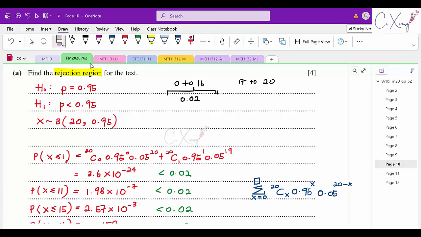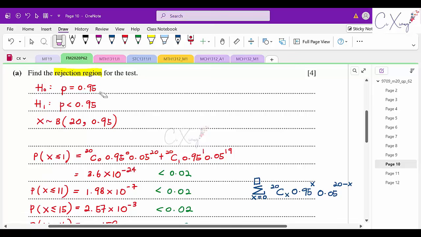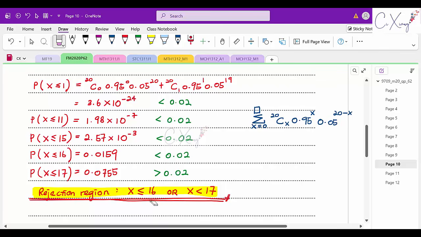Because the binomial graph basically doesn't look something like this, but for understanding purposes, I made it this way so that you can see it clearly. So where should you accept and where should you reject? Therefore, for this question, the rejection region will be x smaller than or equal to 16. Then let's continue to the next part.